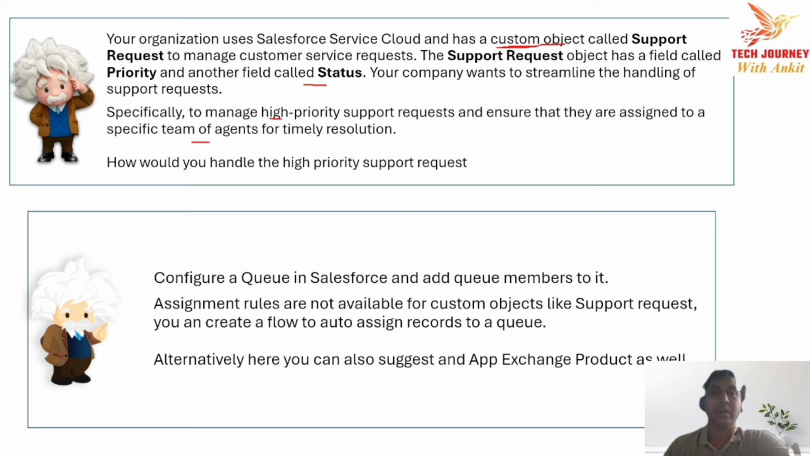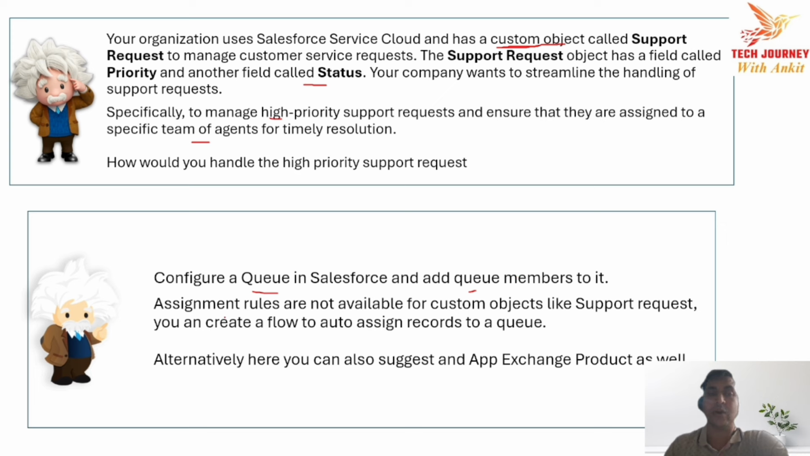So in Salesforce, whenever we have to handle records that need to be actioned, we always take the help of a queue. So to answer this, we will first create a queue in Salesforce and define the queue members for it. Queue members are those whom we have to notify as soon as the high priority support request is created. So we will be adding those queue members into it.